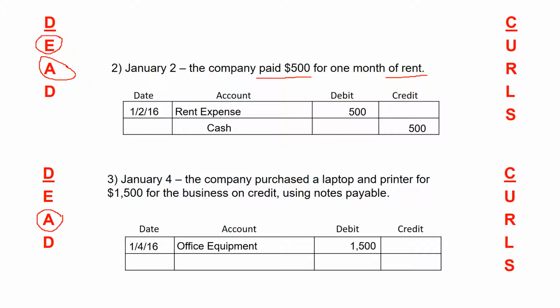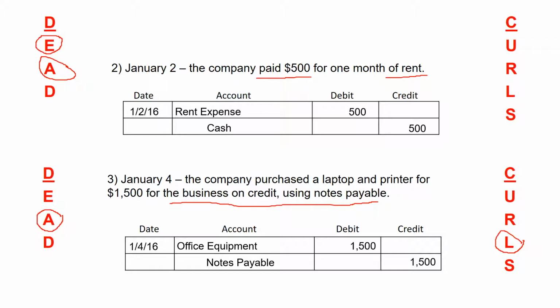And then at the time of the purchase, the equipment was purchased on credit using notes payable. So the company is not using cash, is not actually paying for the equipment at the time of the purchase. They're incurring a liability. And the type of liability is they're using a note. Liabilities have a normal balance of a credit, so they increase on the credit side. So the company would credit notes payable for $1,500.